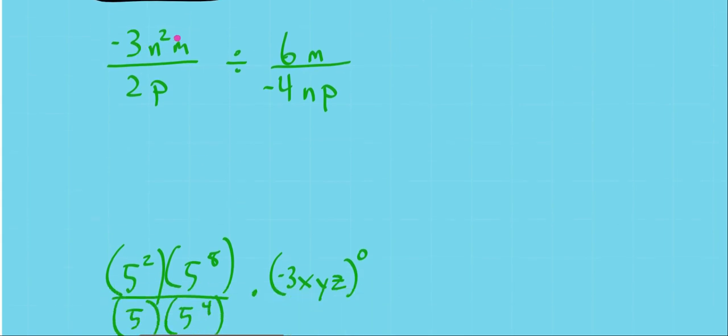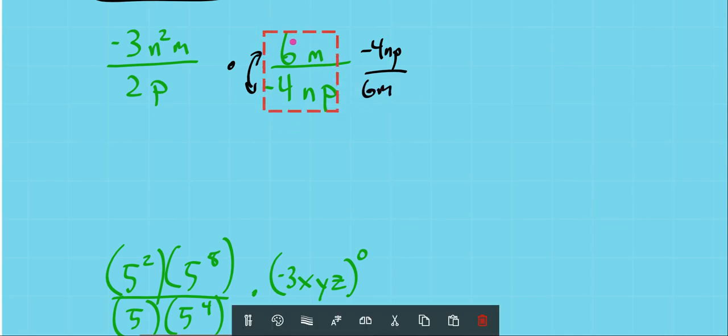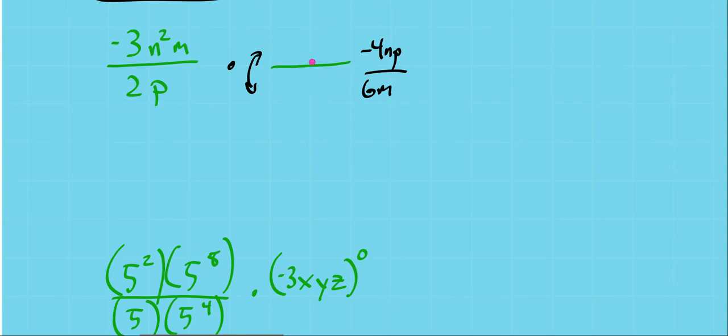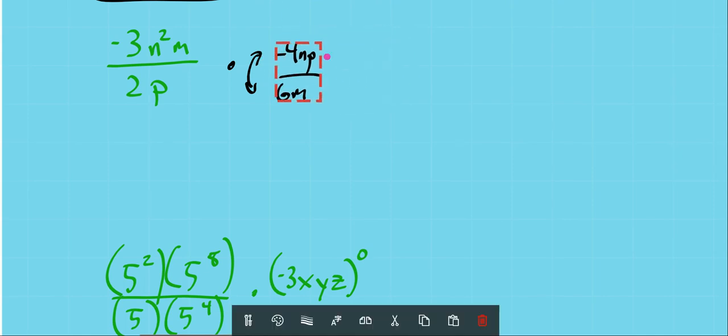Here we've got negative 3n squared m over 2p divided by 6m over negative 4np. The very first thing I'm going to do is deal with that. When you divide by a fraction, that's the same as multiplying by the reciprocal. So we've got negative 4np on the top now and 6m on the bottom now. That'll be a little bit nicer, I think.